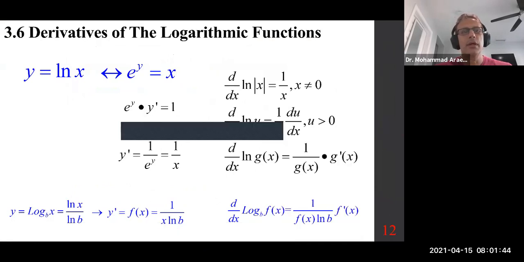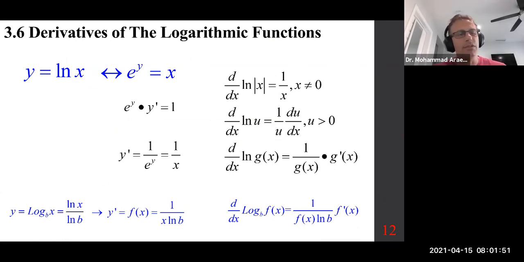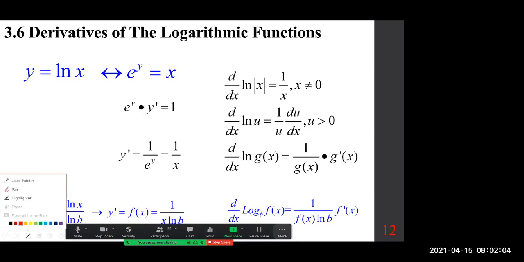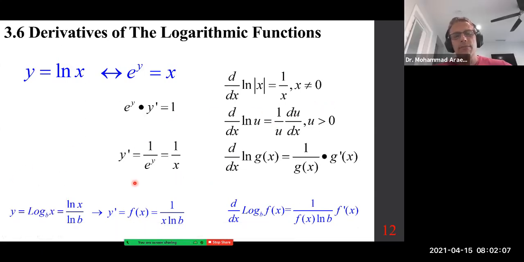The derivative of ln x, we proved it's 1 over x using implicit differentiation. And in short, if we are interested in finding the derivative of the natural log of a function, let's say g of x, then we flip that over and multiply by its derivative, g prime of x. So the derivative of ln of g of x is 1 over g of x times g prime of x.